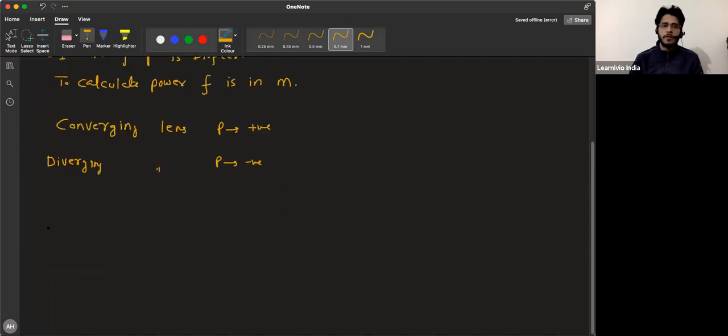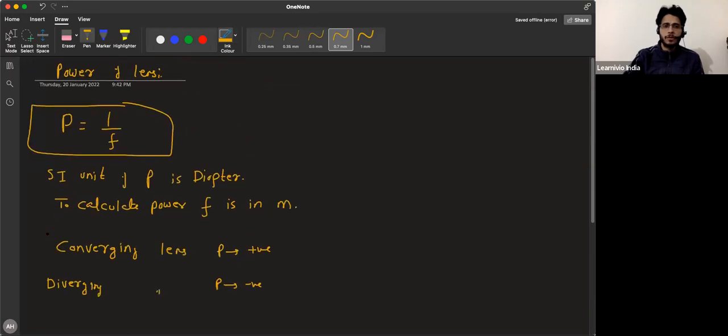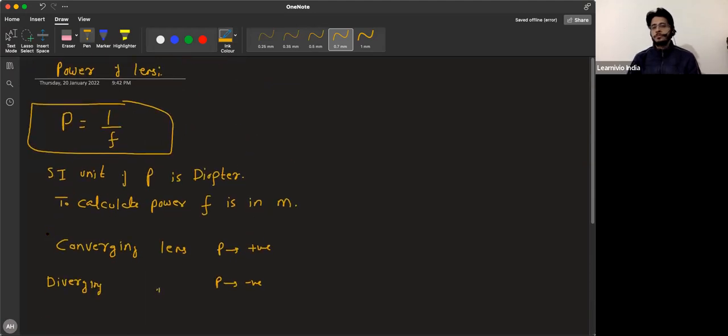After power, we have combination of lenses. Just note it down, then we'll do the combination of it. And always remember while doing this power that if you have sunglasses, the power of sunglasses is 0 because both the surfaces have same radius of curvature and they are of opposite nature. One is convex and other is concave.